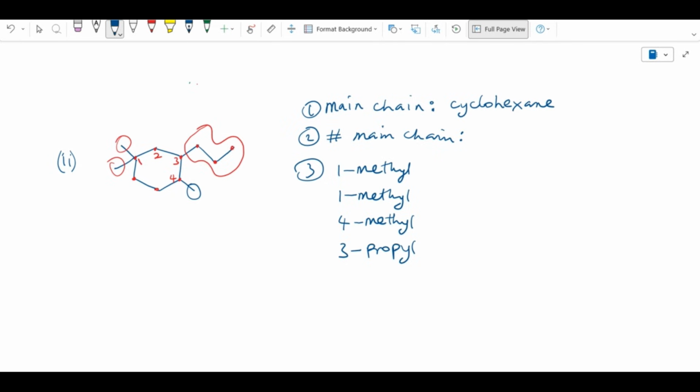Now, if there are substituents that are the same, we have to group them together. So we have 3 methyl groups. So we have to group these together. And since there are 3, the prefix is going to be tri. So we would have 1,1,4-trimethyl.